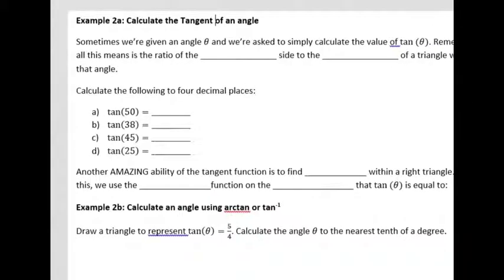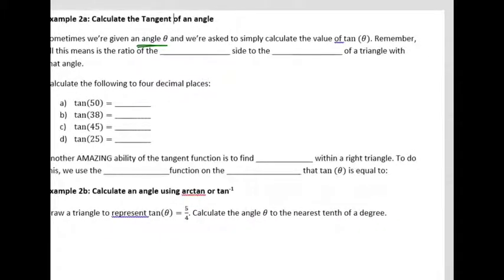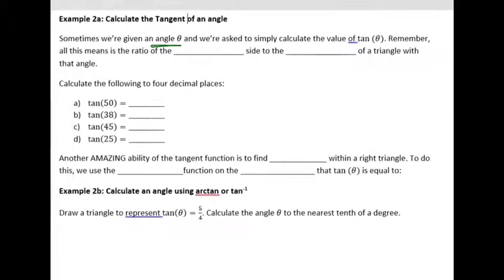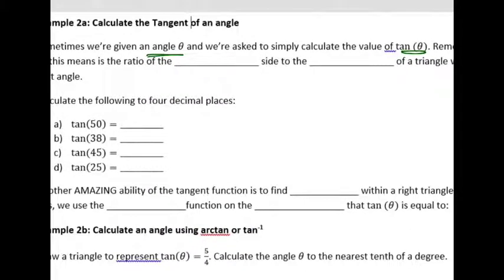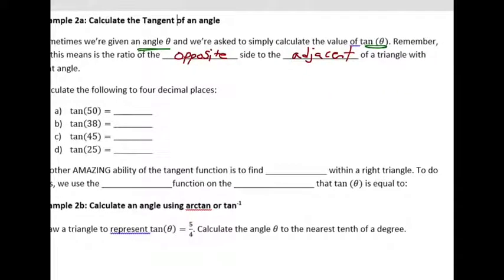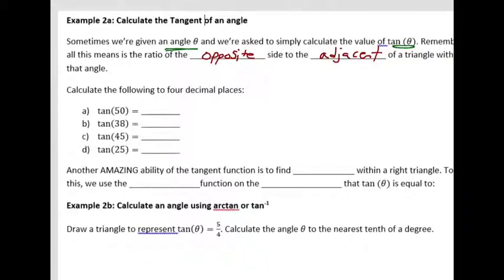Alright, so sometimes we're given an angle theta, and we're asked to simply calculate the value of tan of that angle. Remember that all this means is, whatever number you get in your calculator when you press tan of that angle, you get the ratio of the opposite side to the adjacent side. You'll just get it in decimal form. Your calculator will never put that ratio in fraction form. Sometimes you can, but sometimes you can't. It depends on what angle you're dealing with.